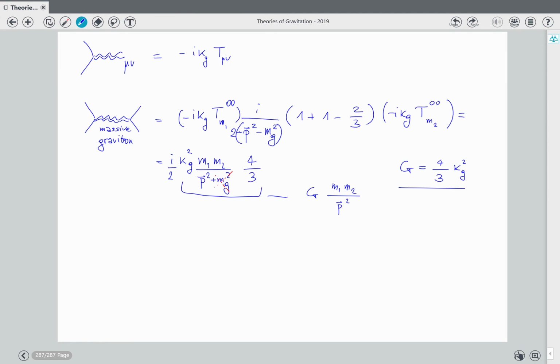Now we repeat the calculation for the deflection of light, both by means of gravitons and by means of massive gravitons, and there we will see the difference, because now we have already determined the values of G and the coefficients.